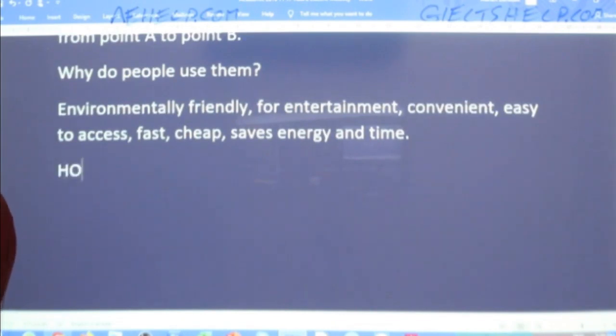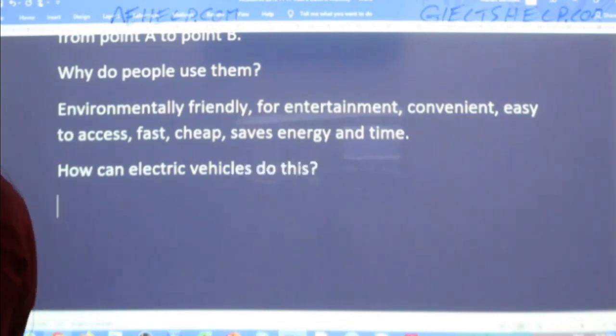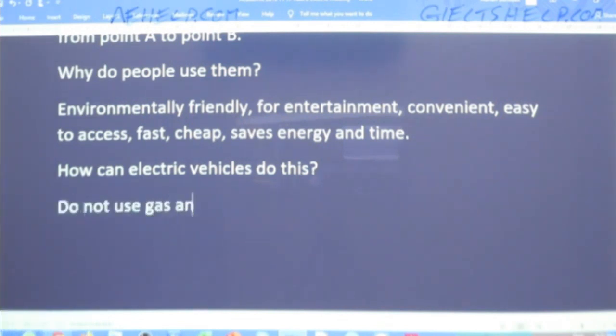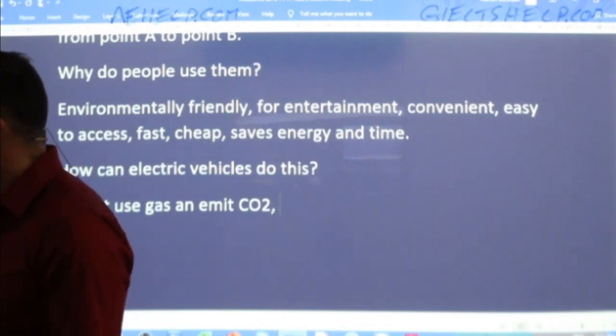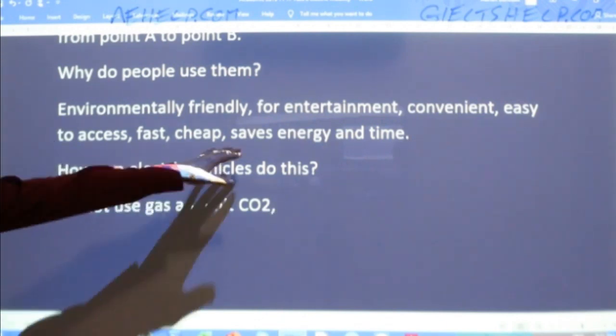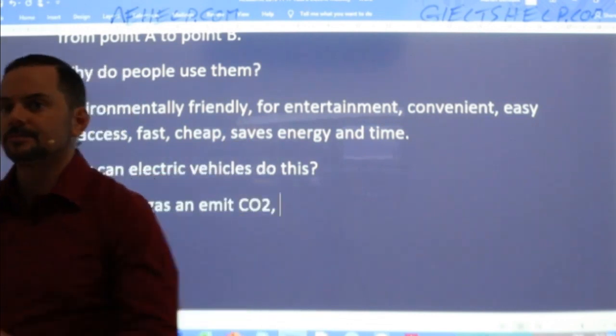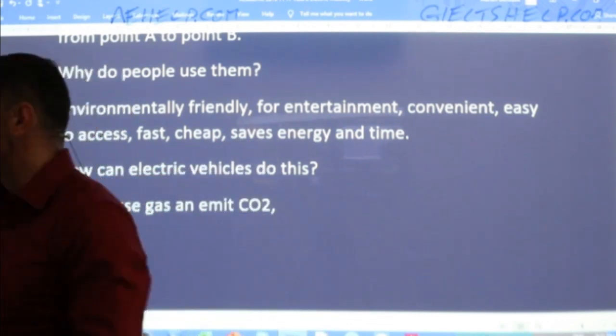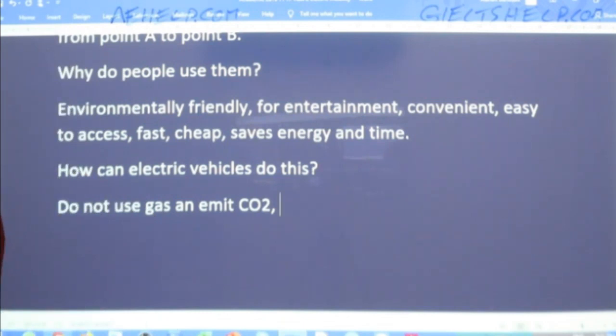So how can electric devices, vehicles, do this? Okay, so do not use gas and emit CO2. Okay, so I'll give you the first one. Okay, how does it save energy? Yep, so it's not using fossil fuels. So how does it save my energy?